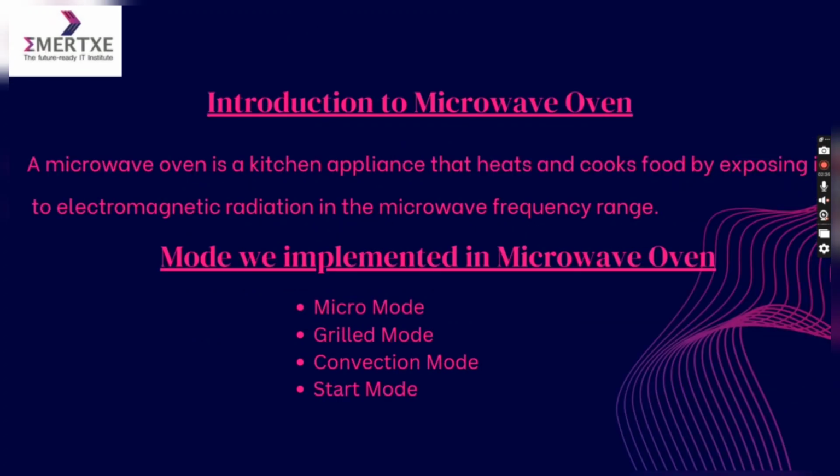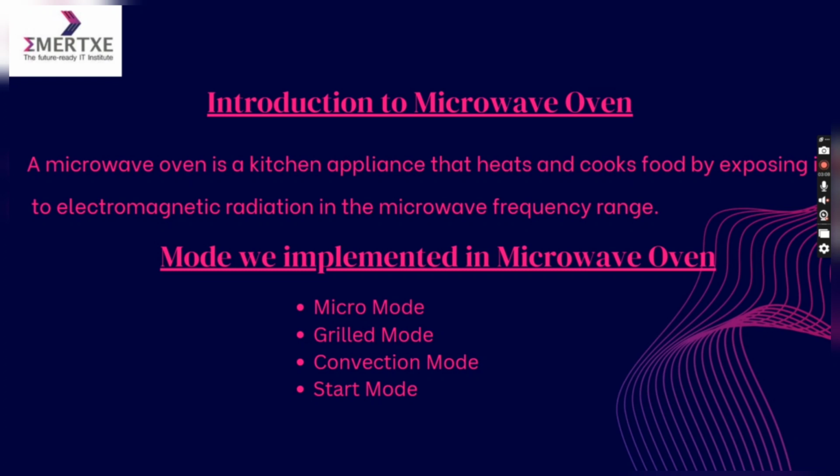Now moving to the next slide, introduction to microwave oven. A microwave oven is a kitchen appliance that heats and cooks food by exposing it to electromagnetic radiation in the microwave frequency range. Our project involved the development of a microwave oven with 4 distinct modes: micro mode, grill mode, convection mode, and start mode. These modes enhance the versatility of the microwave oven, catering to a variety of cooking needs.